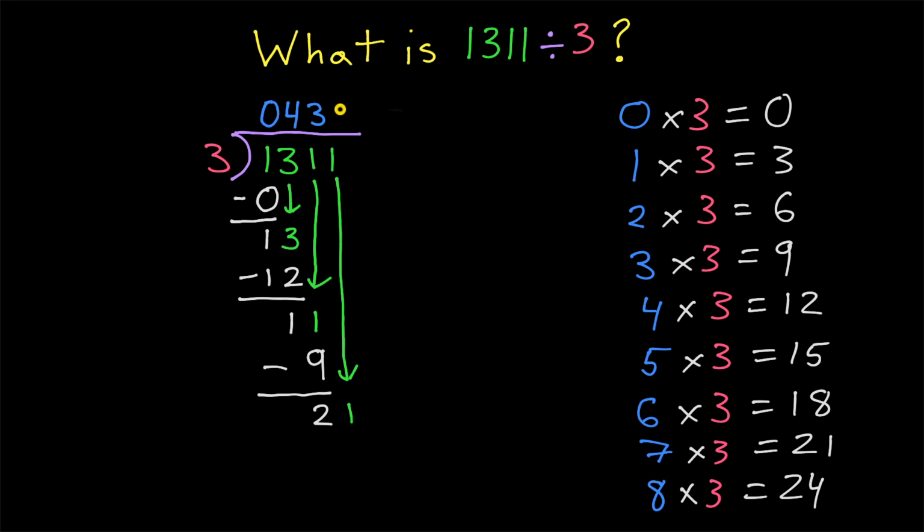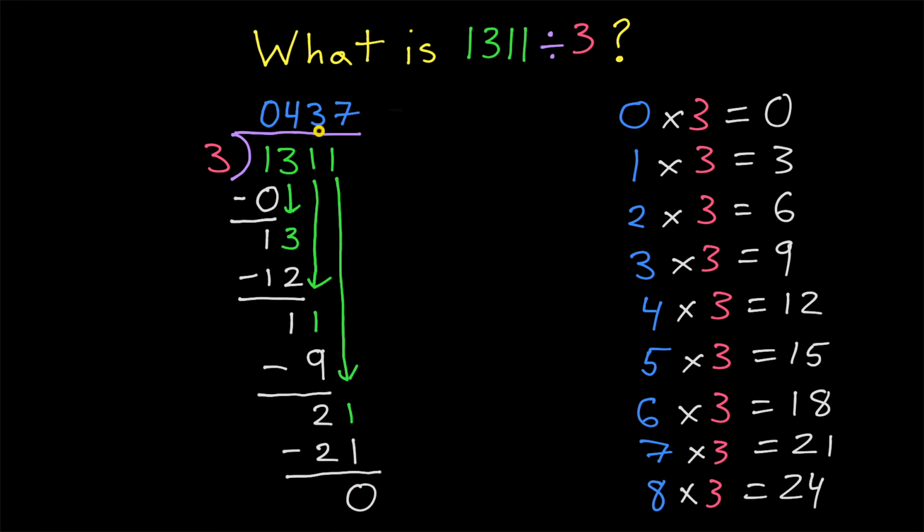So go ahead and write the 7 beside the 3. And take this 7, multiply by the divisor, so 7 times 3, and write the result down here. So 7 times 3, we already did the math, is equal to 21. Write the 21 in here. Put a little negative sign in front. And then perform the math. 21 minus 21 is equal to 0.